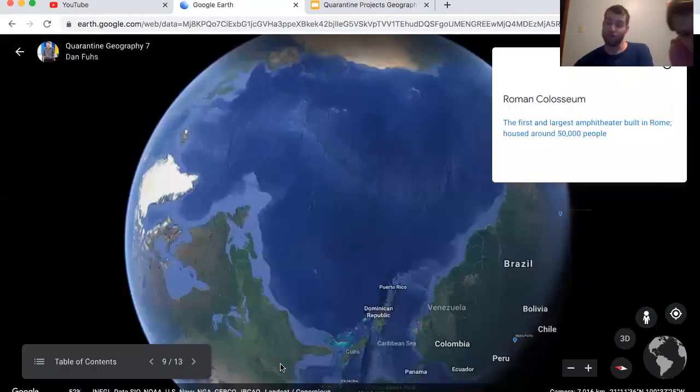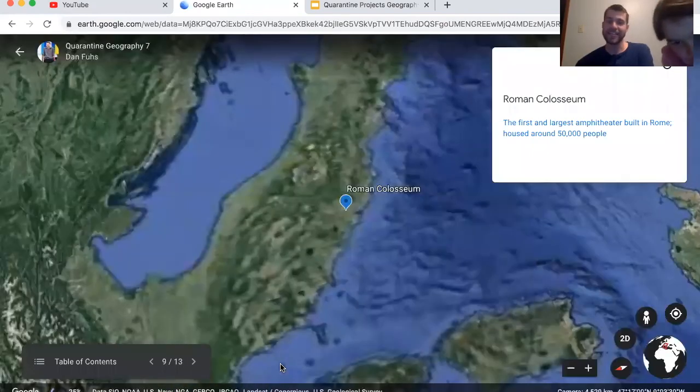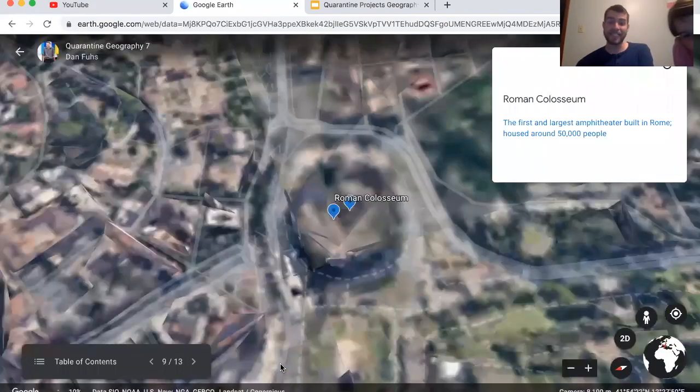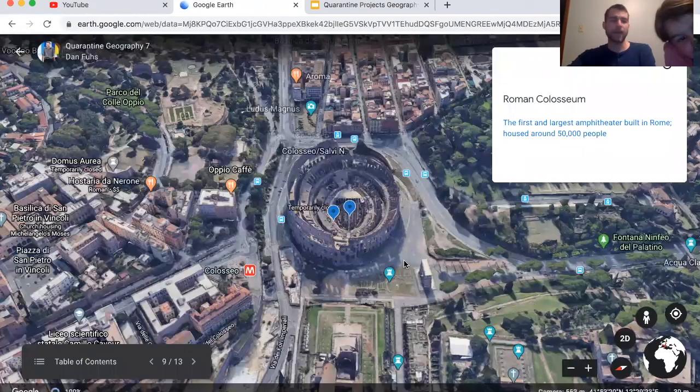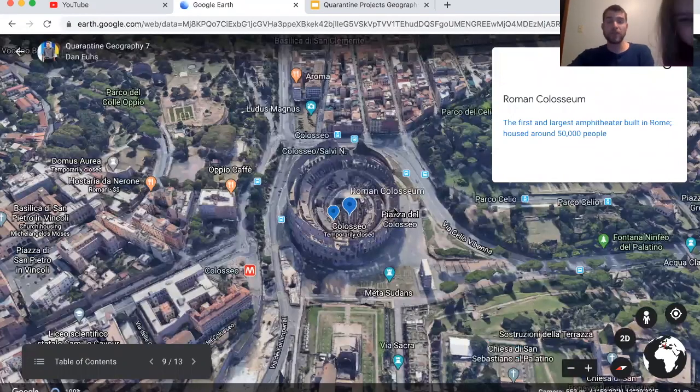Next one is a little bit more common. You've maybe heard of this one. It's way over in Italy now, and we're going to the Roman Colosseum, famous for its gladiator battles. It was the first of a few different amphitheaters, and actually the largest of the amphitheaters built in Rome. Amphitheaters were kind of like stadiums.